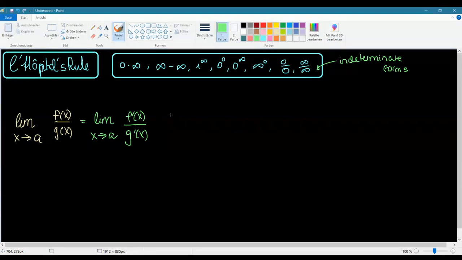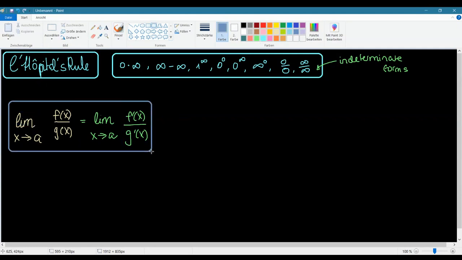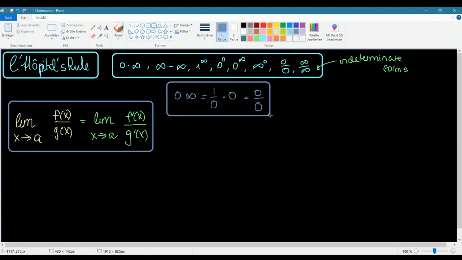Well, let's think about this some more. It has to be a fraction. As you can see in this rule, if you're going to use L'Hopital's rule, you've got to use it on a limit of a fraction. Well, let's think about that for a second, because 0 times infinity is not a fraction. Rewrite it though, because infinity can be a lot of things, but one thing infinity can be is 1 over 0, right? So it's 0 times 1 over 0, which is 0 over 0, and there you have a fraction, and you can use L'Hopital's rule on that.